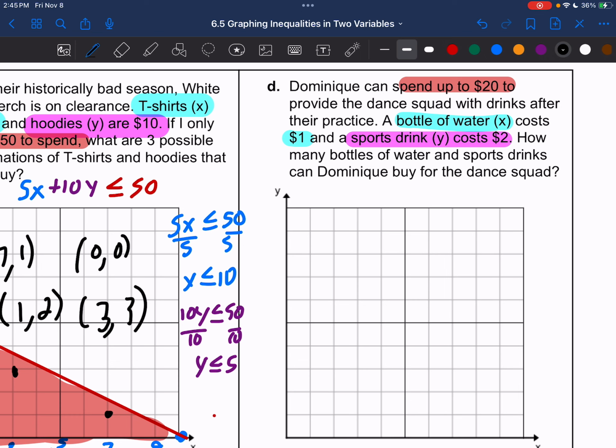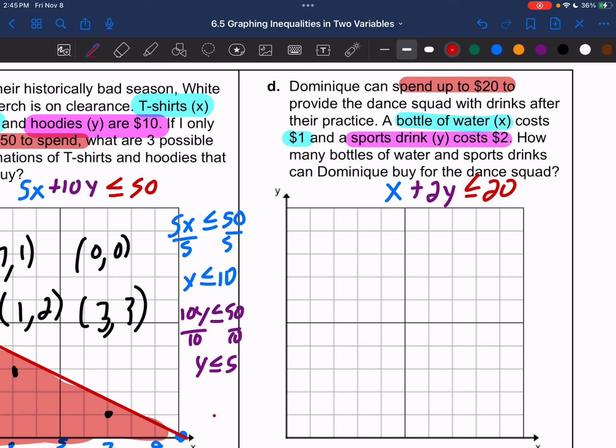So let's write out our inequality. So bottles of water, that's just going to be x because they're $1 each. We are adding $2 times the number of sports drinks, and all of this has to be less than or equal to the $20 that you're starting with.